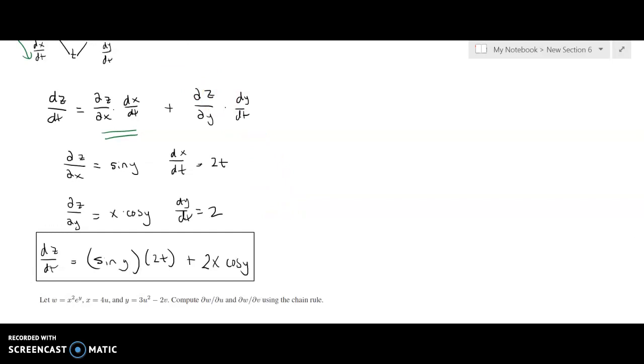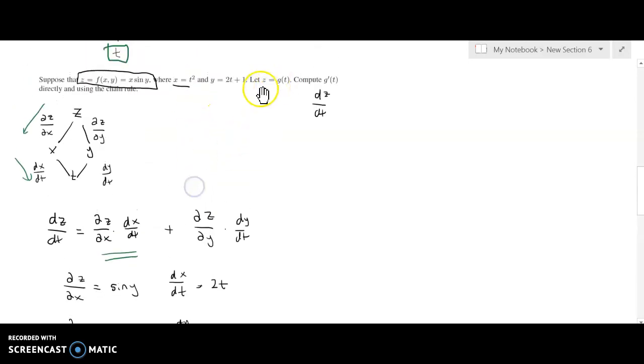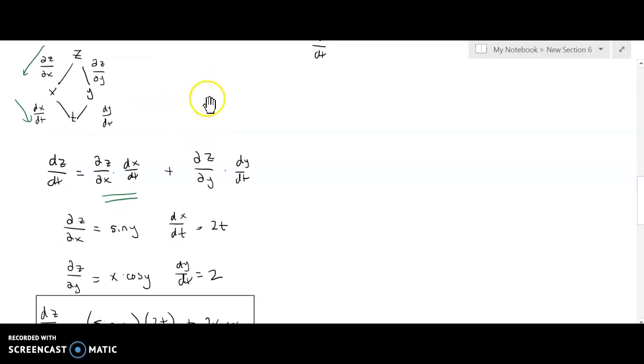Now it says also to compute this directly, and directly would mean that what we're trying to do is express z as a function of t. In order to do that, we know that x is equal to t squared, so we can substitute x with t squared, and we know y is equal to 2t plus 1, so we can substitute y with 2t plus 1.